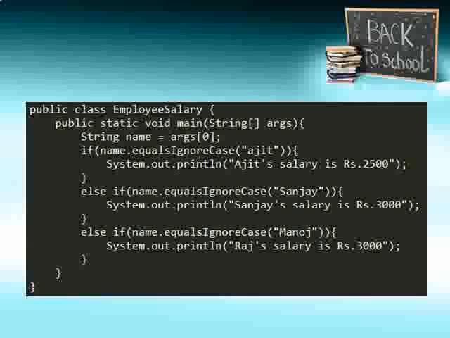This is the program which Aryan has written. It is a simple main method inside which, based on the input, he prints out the salary of the particular employee. So, if the input is Ajit, then the output will be Ajit's salary is rupees 2500. Similarly, for every employee, he prints out the salary. So he is ready with his program, and now he wants to present it to his dad. Let's see what his reaction is.